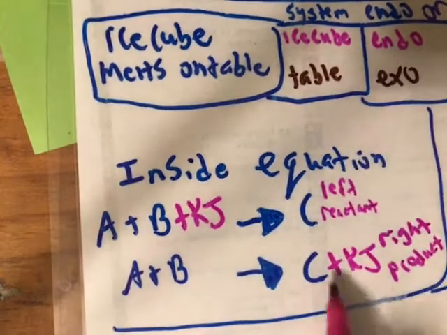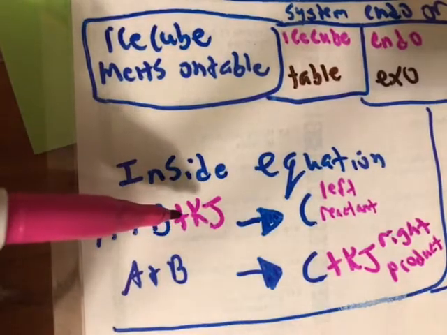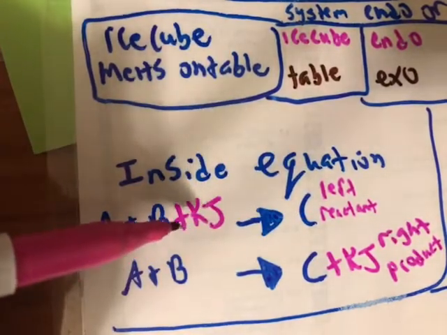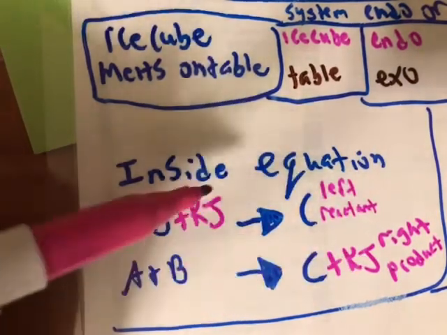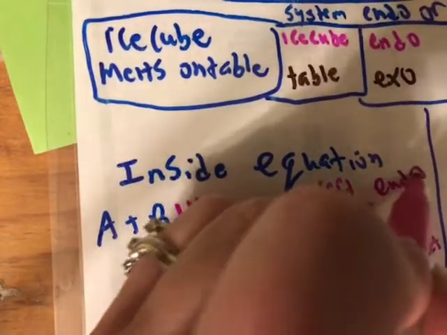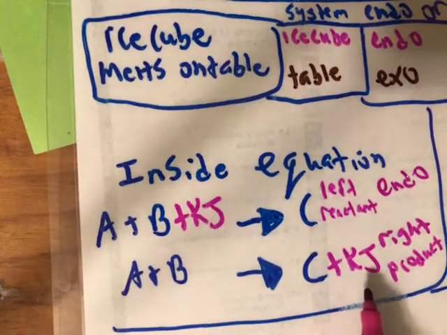Okay, so everything over here are the products, everything over here are reactants. If it's on the left side, if it's a reactant, that means we're adding energy in. This is kind of the inside and this is the outside, releasing it to the environment. So if the kilojoules are on this side, it's going to be endothermic. We're adding it to the system.